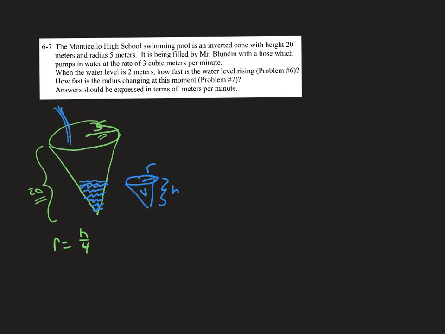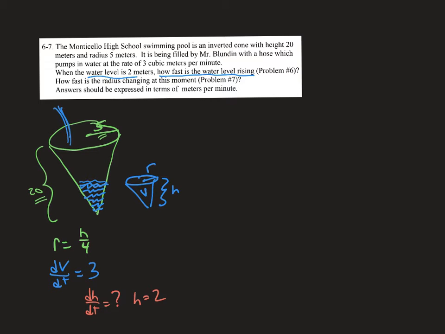Now, they tell us that the hose is pumping out water at 3 cubic meters per minute. That is a rate, or derivative, of the volume with respect to time. So that's dV over dt, and that equals 3 meters cubed per minute. And we are asked to find, for part 6, how fast the water level is rising when the water level is 2 meters. So for number 6, I want to know dH over dt when h is 2. We're asking for something else in problem 7.